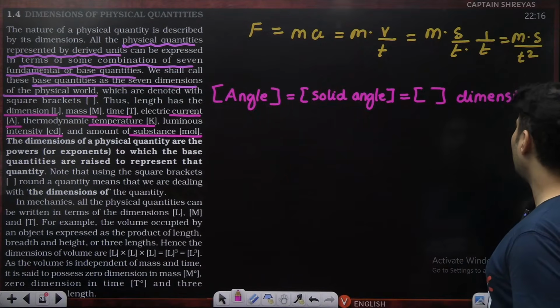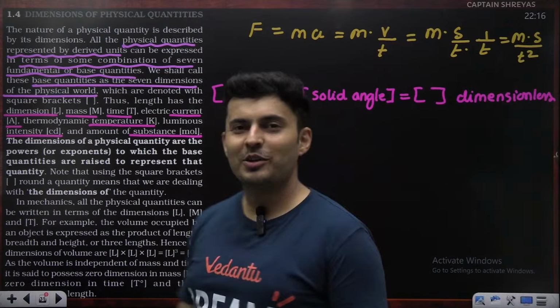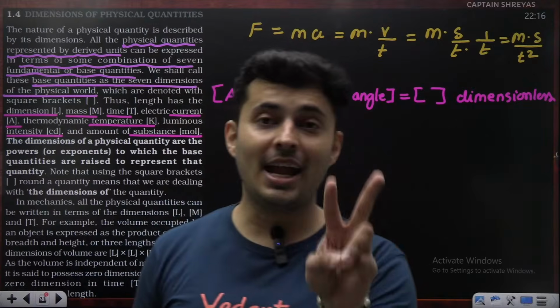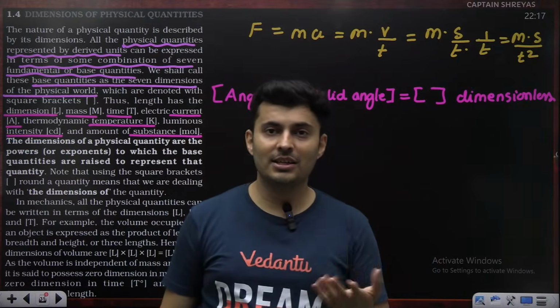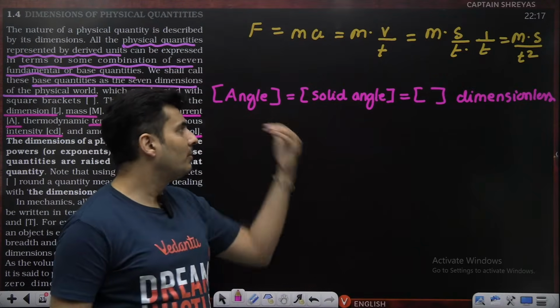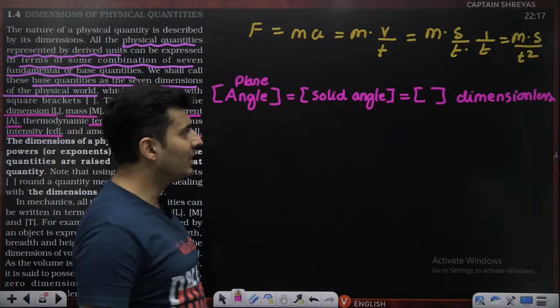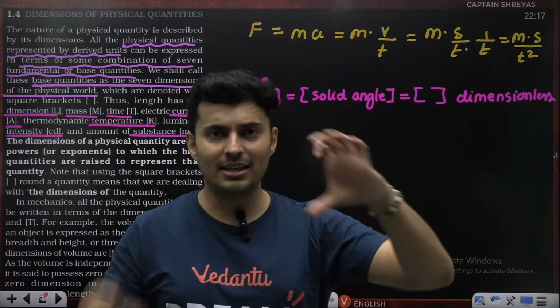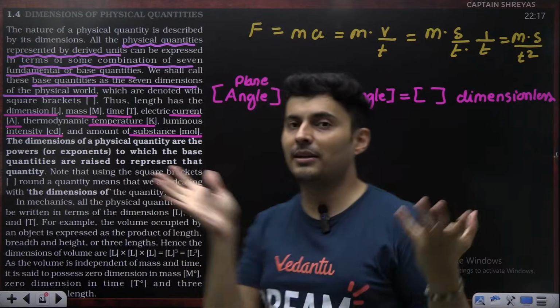It is dimensionless. Very, very important. So these are two things which do not have dimensions in spite of having units. Solid angle is measured in steradian. Plane angle is measured in radian. They have units, but they do not have dimensions. Anything without dimensions, you just put square brackets, nothing in between that.